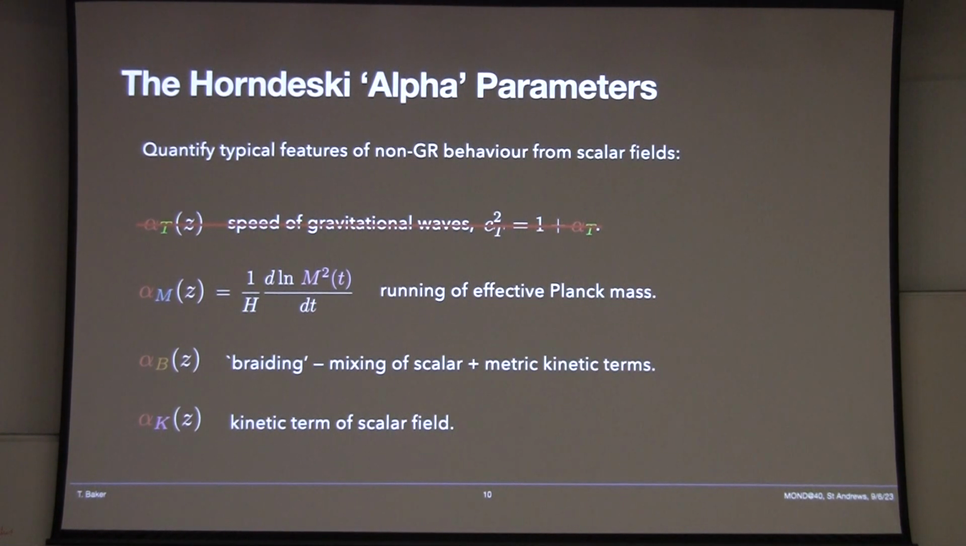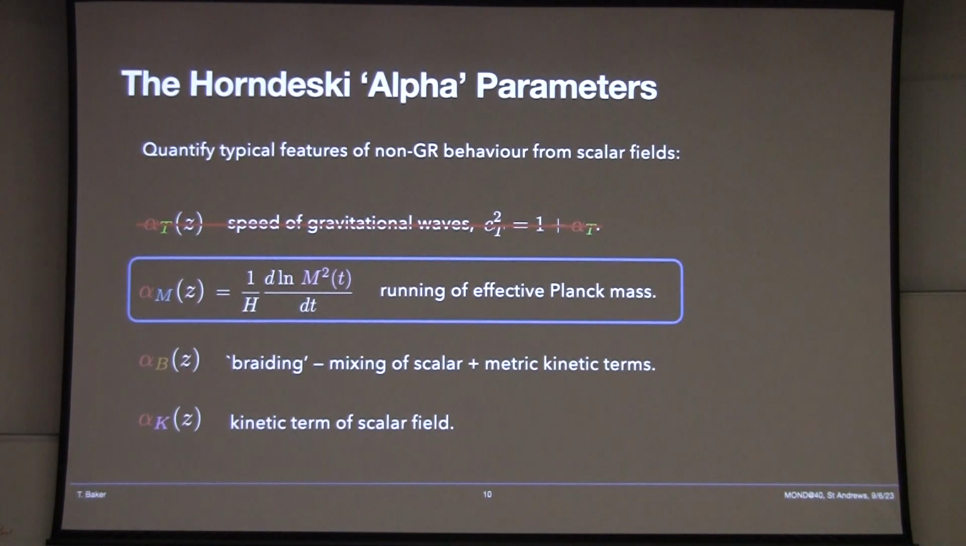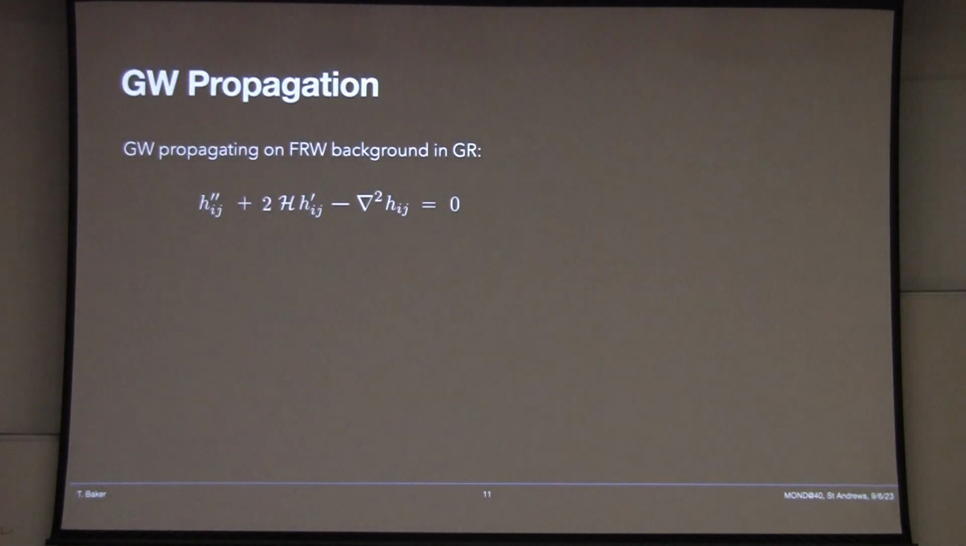That's the easiest one. So let's carry on, and let me tell you about the second parameter here, alpha m, which remember was the rate of the effective change in the Planck mass. How do we constrain that? We're sticking with gravitational waves for now. And to constrain this parameter, we talk about gravitational wave propagation.